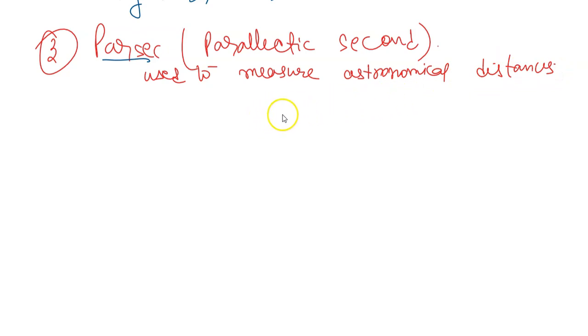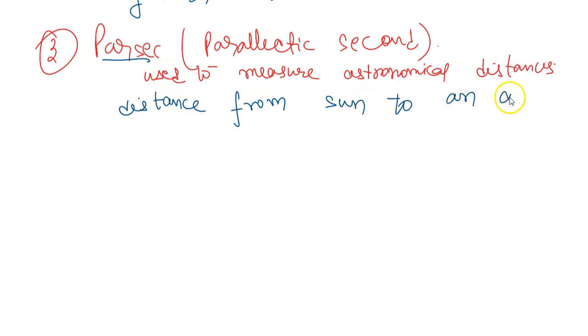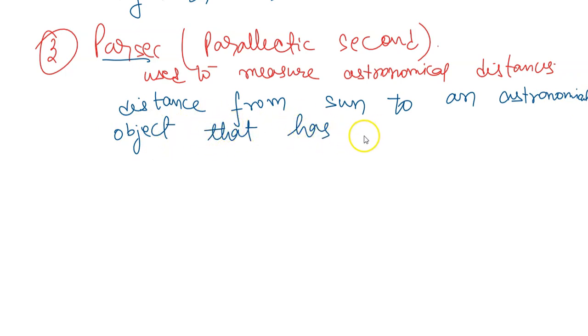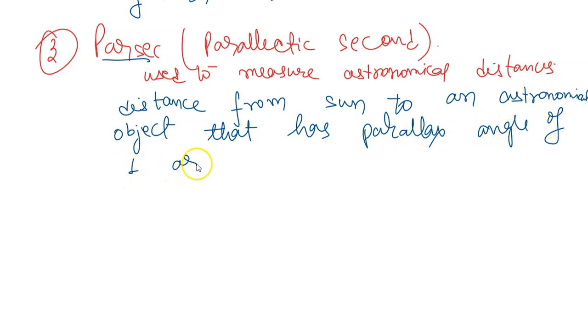And how do we define a parsec? What it actually is, it is the distance from the Sun to an astronomical object that has a parallax angle. I will tell what a parallax angle is. So it has a parallax angle of 1 arc second.